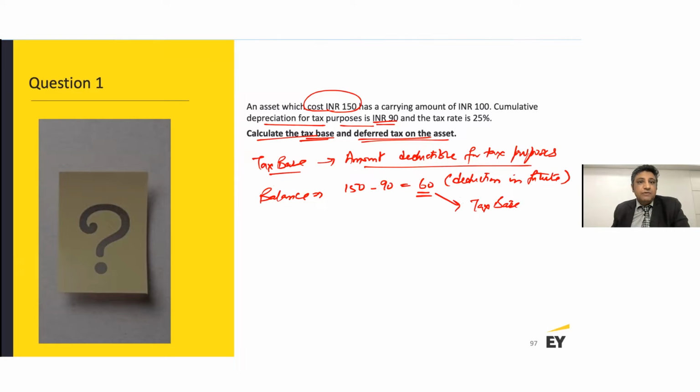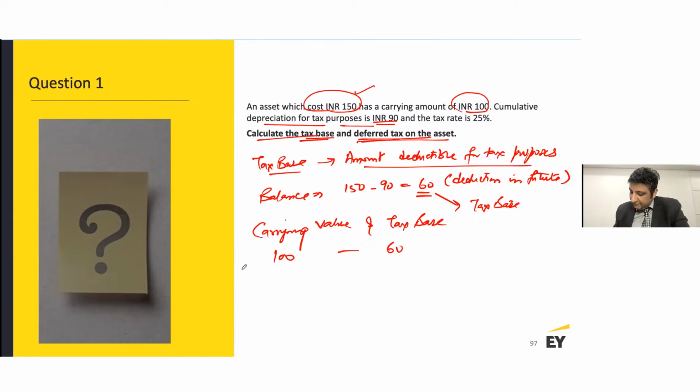Now, what we also are required to do is identify the deferred tax consequences on this particular asset, okay? Now, again, we go back to the question and we're given that the cost of the asset is 150 and the carrying value is 100, okay? So what we need to do is basically compare the carrying value and the tax base. The carrying value is given at 100 and the tax base is given at 60.